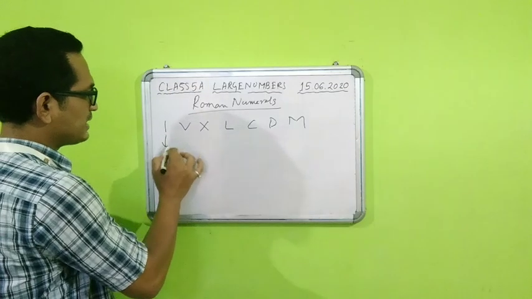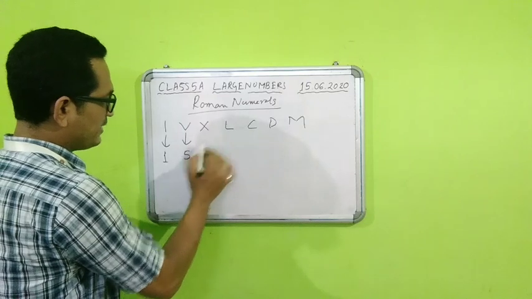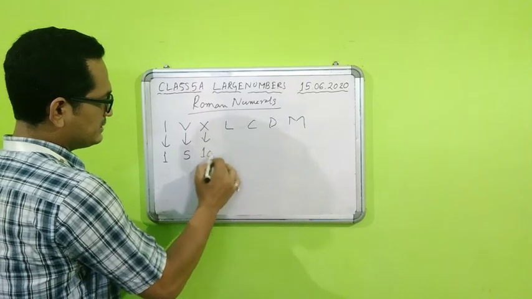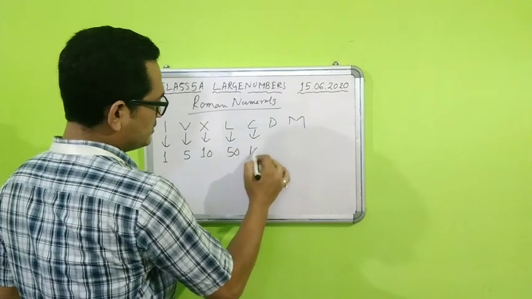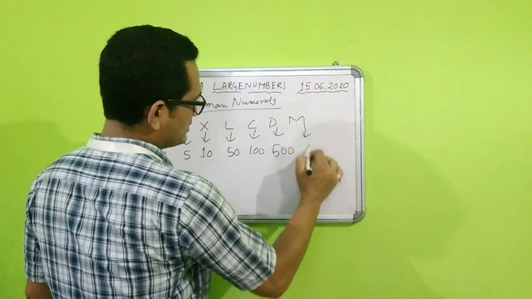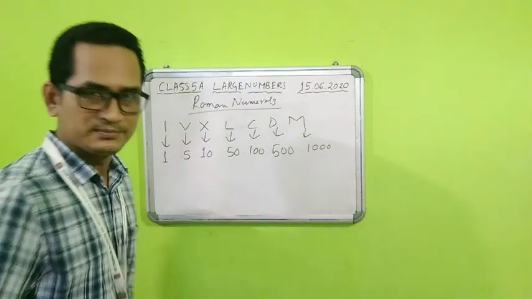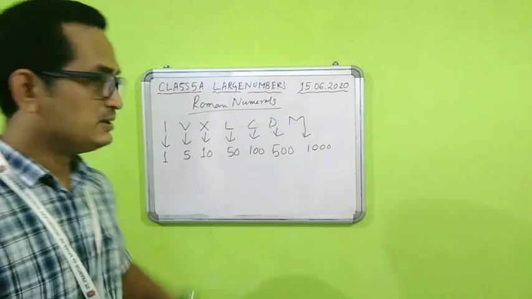Now what does this I mean? This I stands for 1. This V stands for 5. This X stands for 10. This L stands for 50. C stands for 100. D stands for 500. And M stands for 1000. So these are the meanings of these letters.